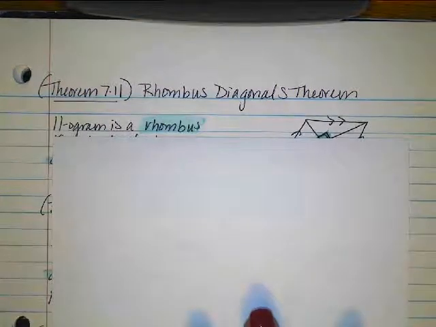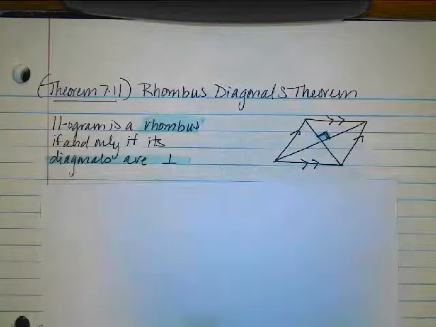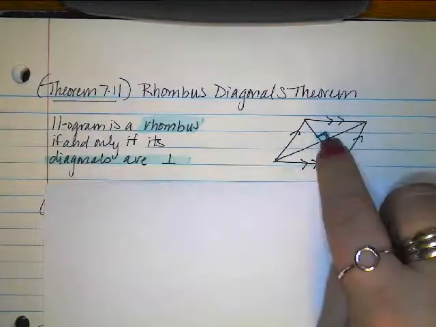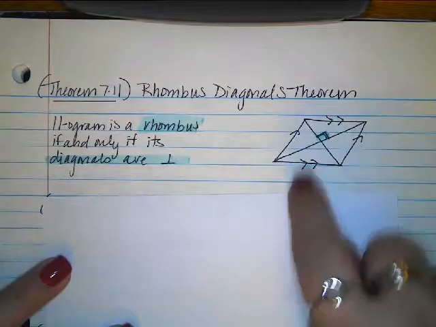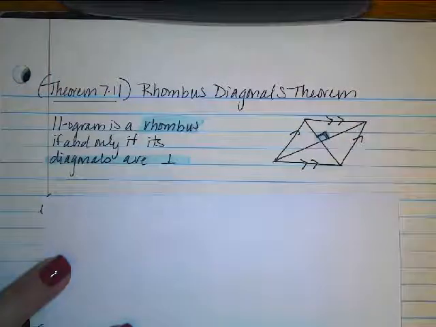In our first theorem here, we're going to talk specifically about a rhombus again and its diagonals. What we know about a rhombus is that their diagonals are perpendicular. So I can see this little right angle mark in there. In a rhombus, the diagonals are going to be perpendicular or create a 90-degree angle.